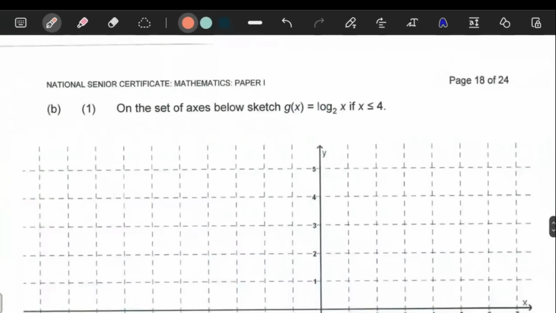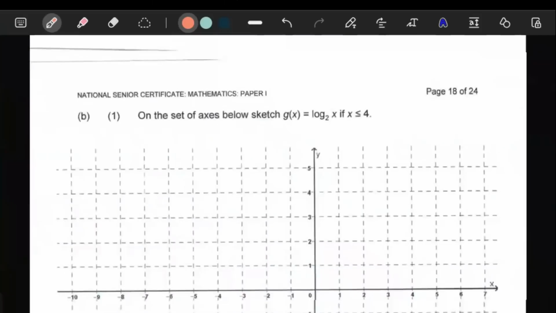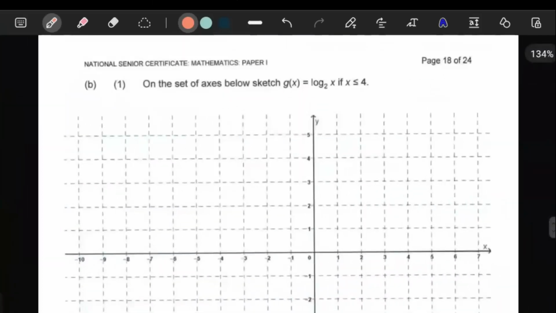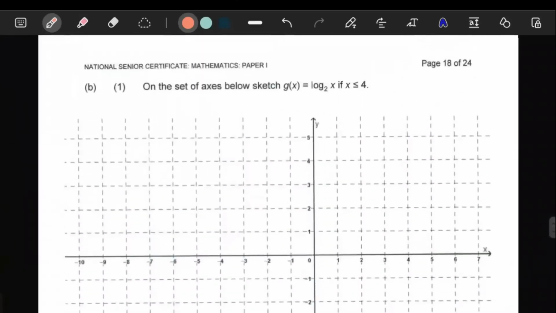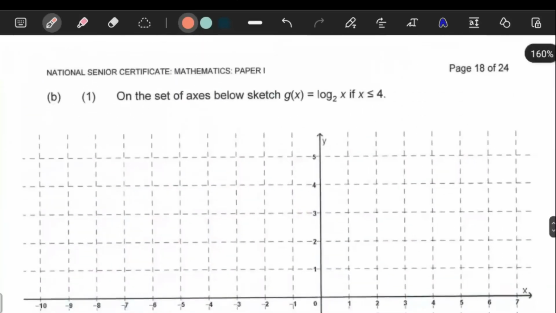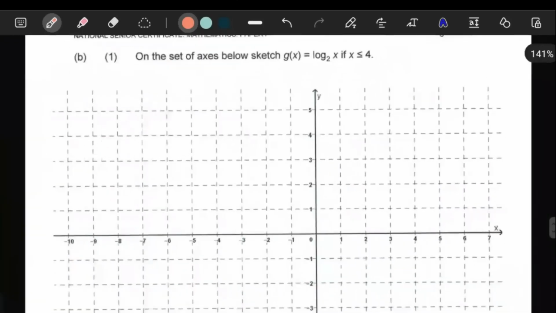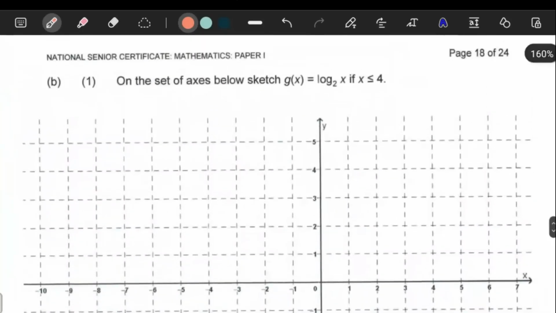Okay, so let's see. B here says, on the same set of axes right below, sketch the graph of g of x. Interesting. So if you're going to sketch the graph of g of x, it's a 3-mark question. The straightforward idea is to just use the table method in your calculator.